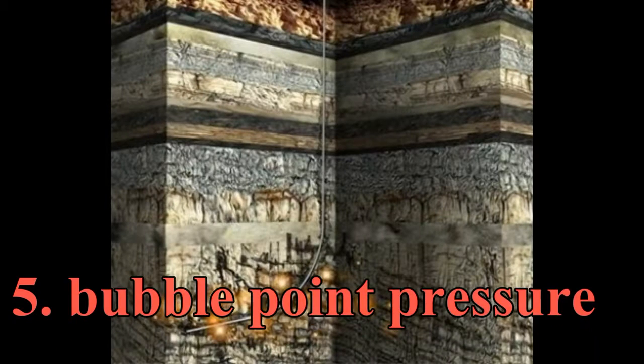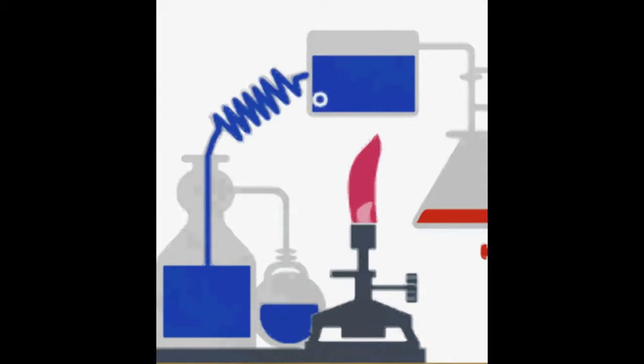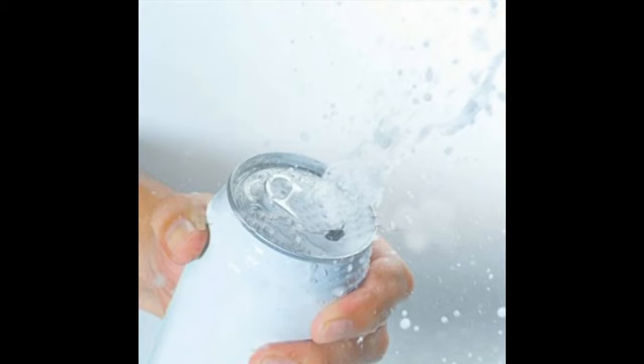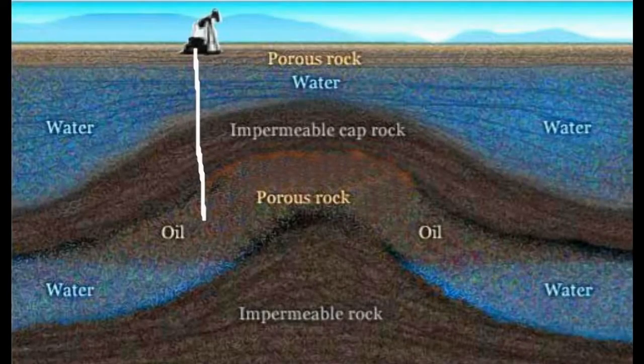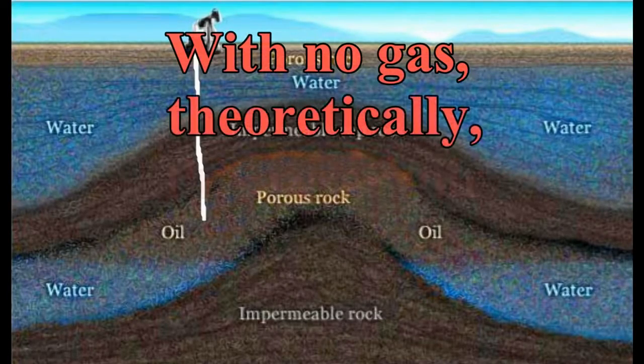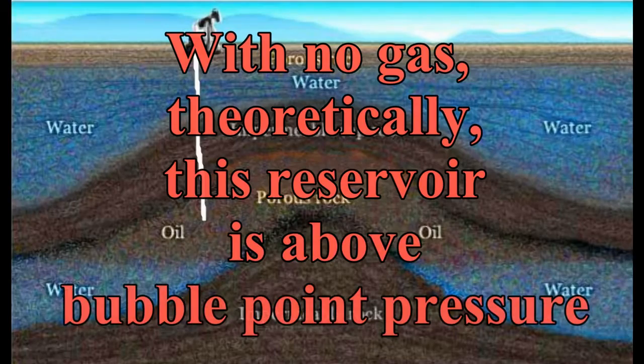The bubble point pressure is the exact pressure point when the solution gas phase reverts back to a gas phase. As pressure is released, like opening a soft drink, the bubble appears in the gas solution. It is this pressure point that is known as the bubble point pressure. Theoretically, if there's no gas in a reservoir, they say that this reservoir is above the bubble point pressure.